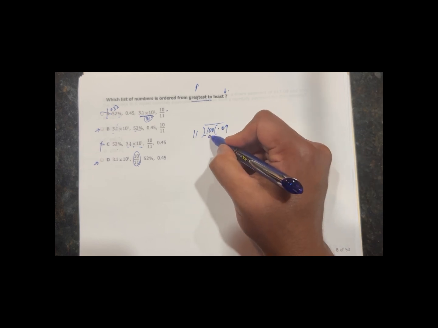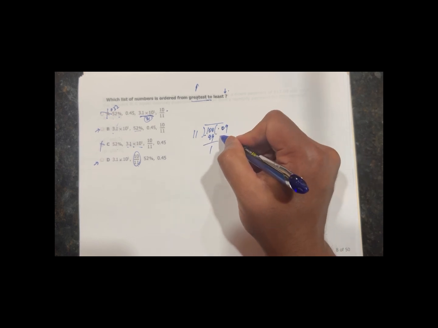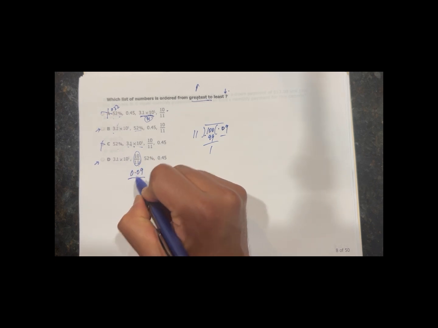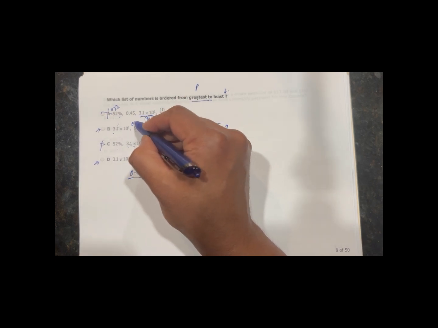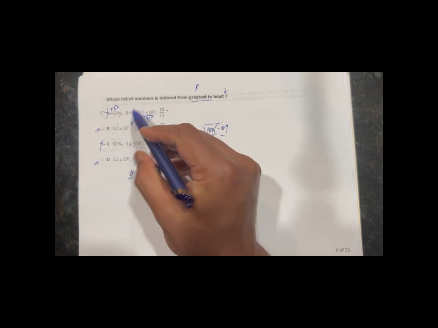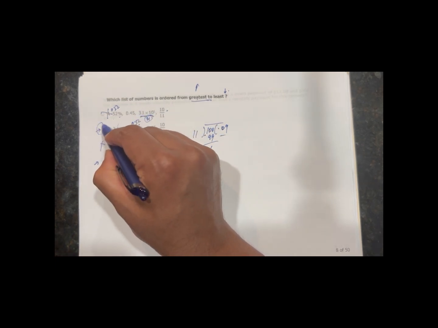0.09s are 99 ones. So that is what this is. 10 by 11 is 0.09, and this is 0.52. Obviously 0.52 is greater than this, so this is the right approach. So this is your answer. I hope that's clear.